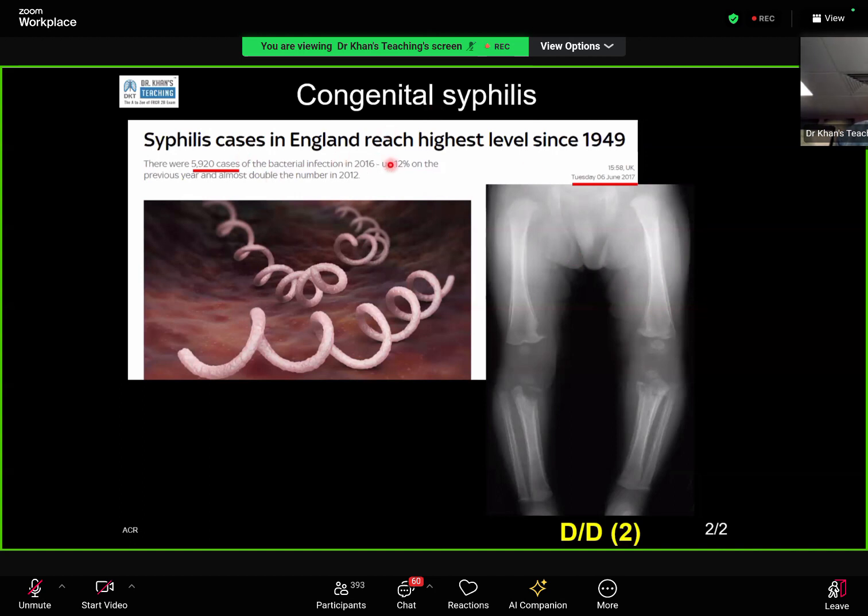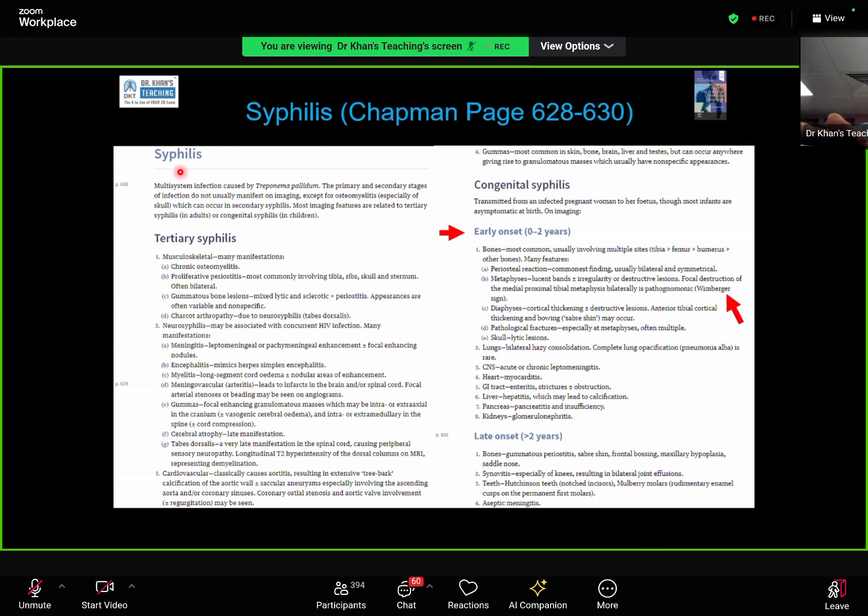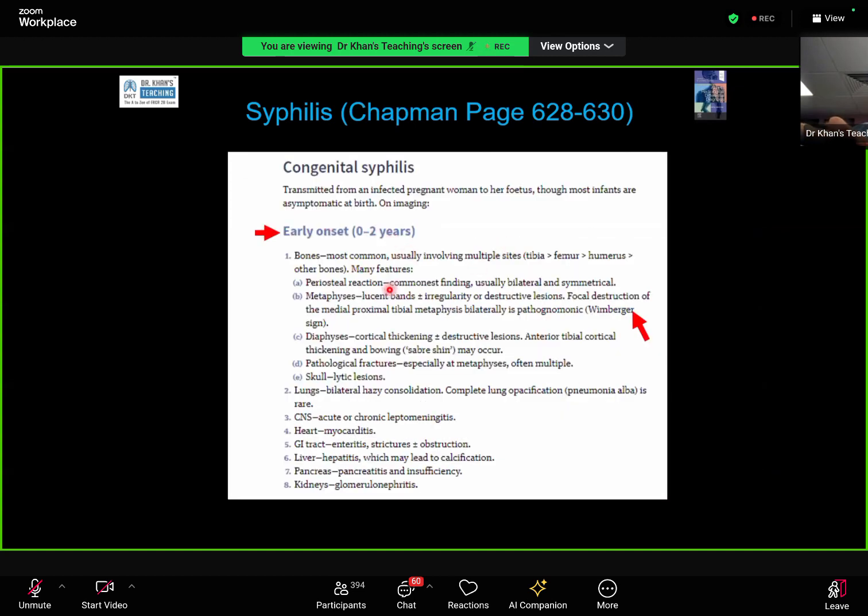You see this? People think that congenital syphilis you will not see in UK. No, you will see it in UK. This is 2017, by the way, quite old, but it says 5920 cases of bacterial infection, up 12% from 2010. And this is from your book. Syphilis is divided into tertiary syphilis and congenital syphilis. So I'm not reading from here, but I just want to highlight this, that congenital syphilis, this is same page, a bit of a blow up.